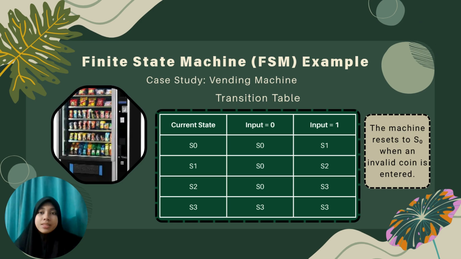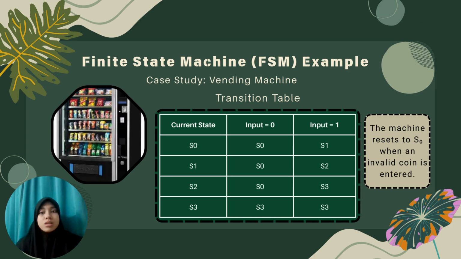Here is the transition table for the vending machine. It shows what happens in each state when the user enters either a valid coin represented by 1 or an invalid coin represented by 0. We have four current states represented by S0, S1, S2, and S3. We have two inputs, input equal to 0 and input equal to 1.